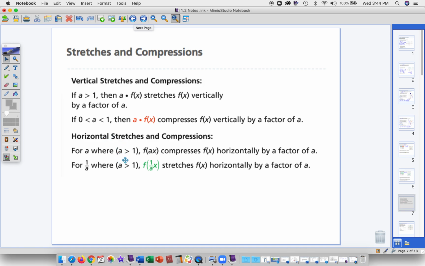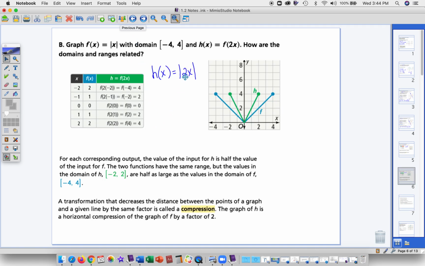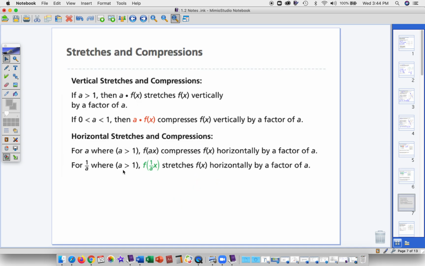Horizontal, again, is opposite. So when a is greater than 1, like you saw in our last example, here a is 2, and we had a horizontal compression. If the value of a is between 0 and 1, okay, or think of it as 1 over a, then it's going to stretch horizontally.